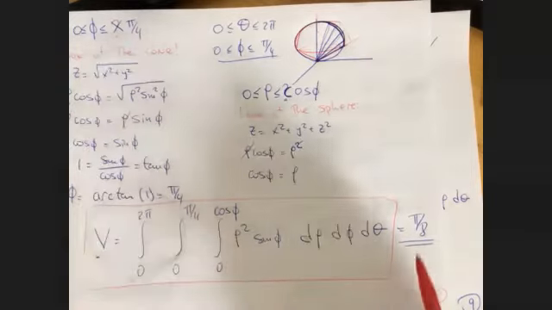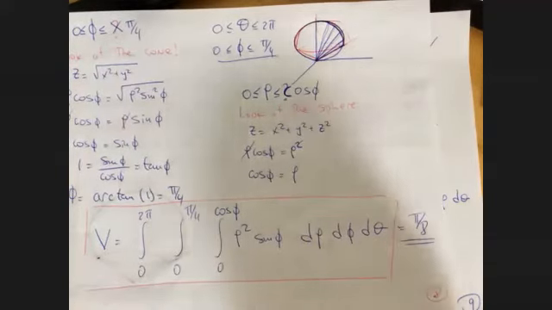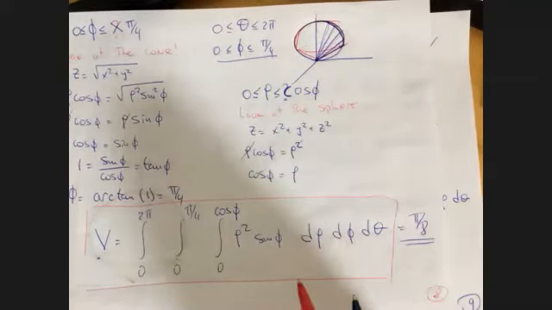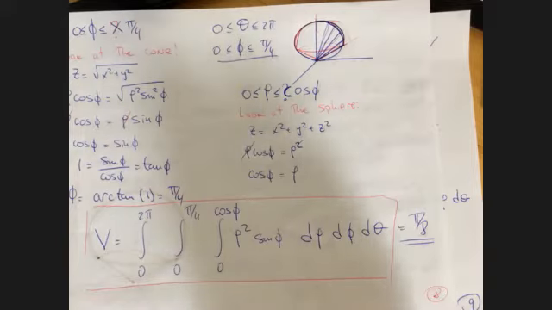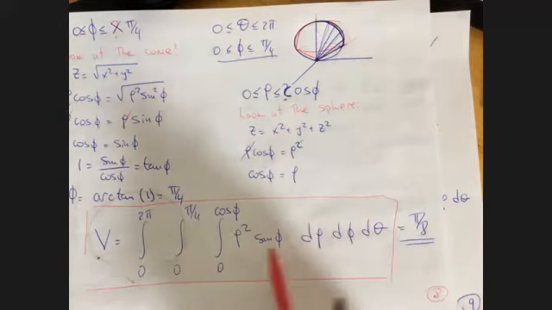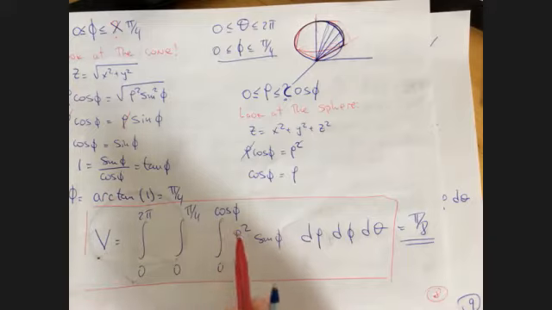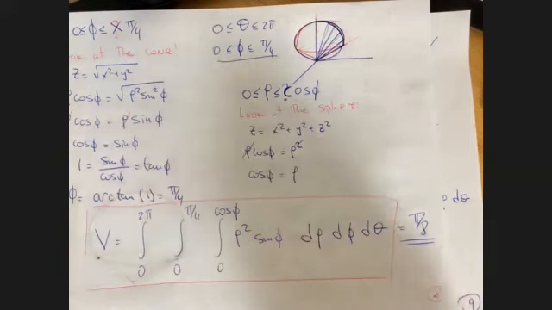The value of this integral is pi over 8 if you want to practice and evaluate it. You should do it, actually. It's a good idea. Here you'll have cosine cubed of phi times sine of phi, and then you'll have to use substitution, and this, as an exercise, is pi over 8.